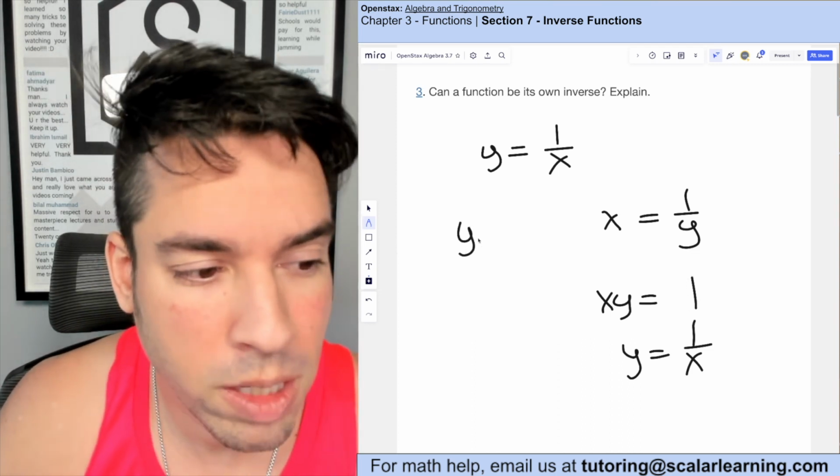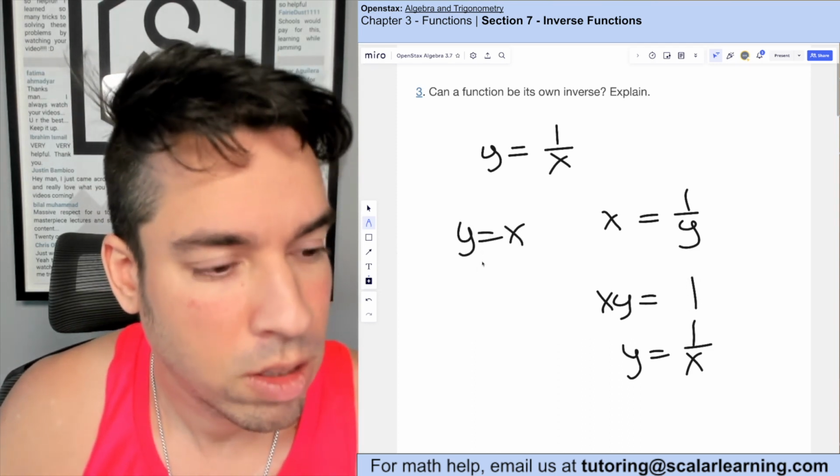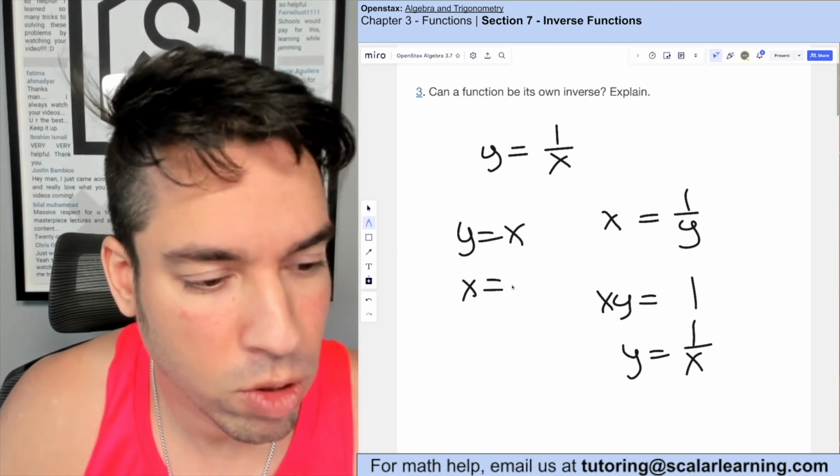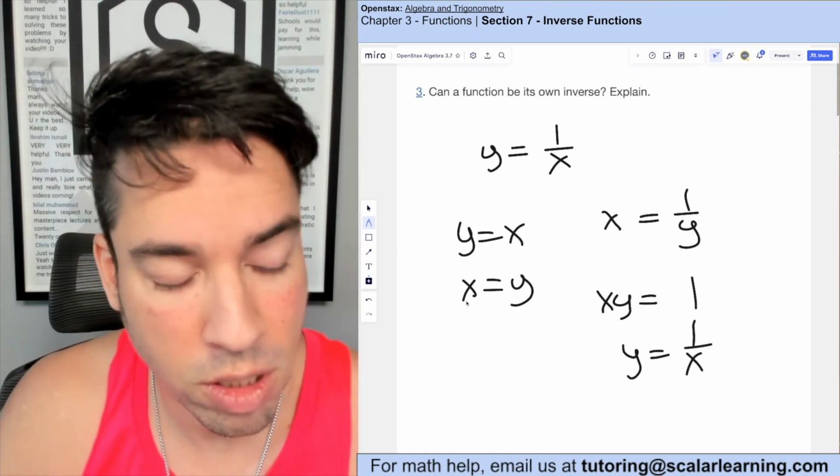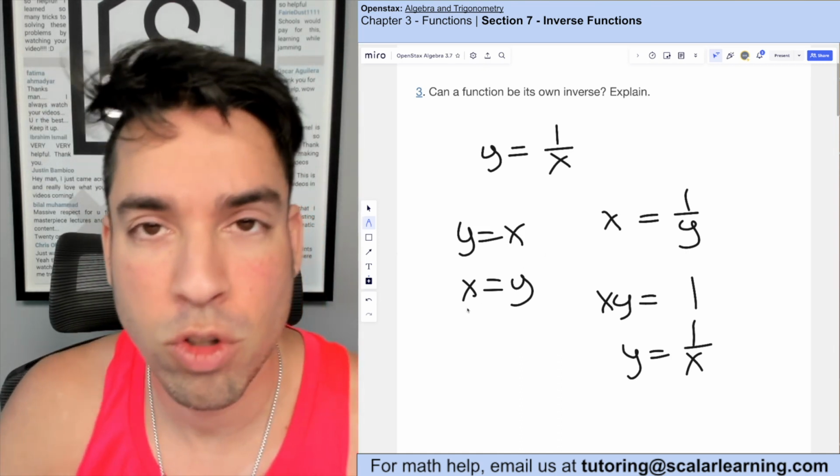Another example would be y equals x. To get the inverse function, we just flip those variables: x equals y. We replace the x with y and vice versa. It's still the same function. So those are 2 examples.